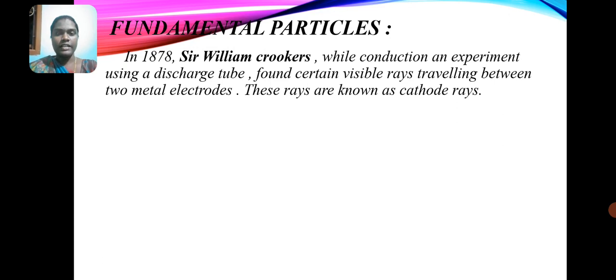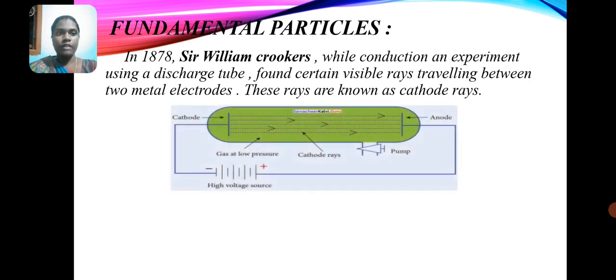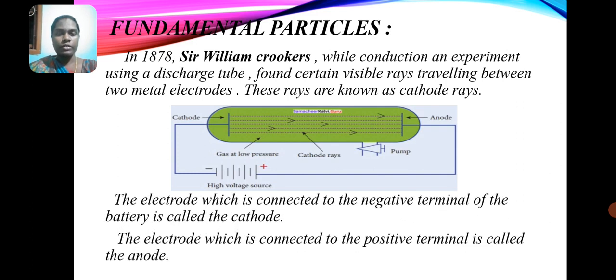Next, what are the fundamental particles? In 1878, Sir William Crookes, while conducting an experiment using a discharge tube, found certain visible rays traveling between two metal electrodes. These rays are known as cathode rays. This is the representative picture for the cathode ray tube. The electrode connected to the negative terminal of the battery is called the cathode, and the electrode connected to the positive terminal is called the anode.